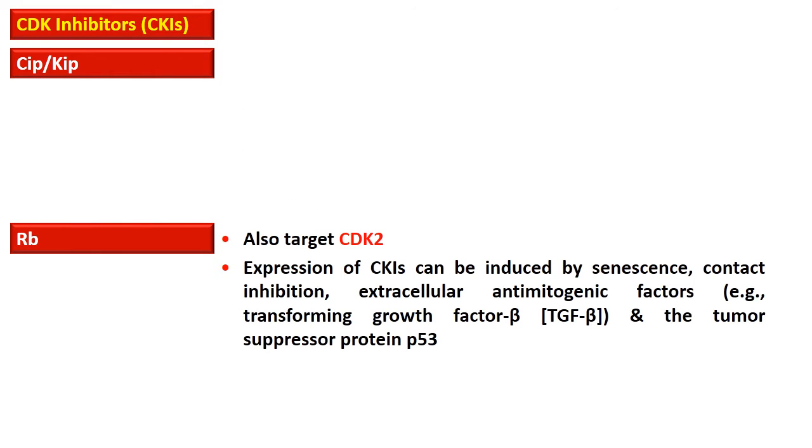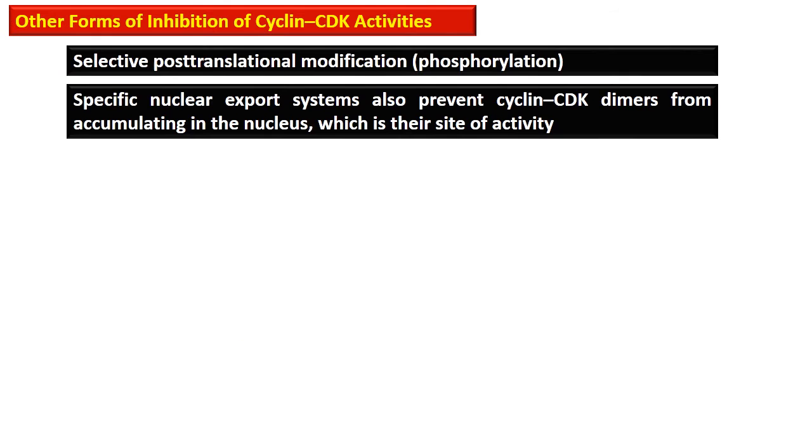The RB protein is another family of CDK inhibitors. It also targets CDK2, and expression of cyclin-dependent kinase inhibitors can be induced by senescence, contact inhibition, extracellular anti-mitogenic factors, for example, transforming growth factor beta, and the tumor suppressor protein P53.